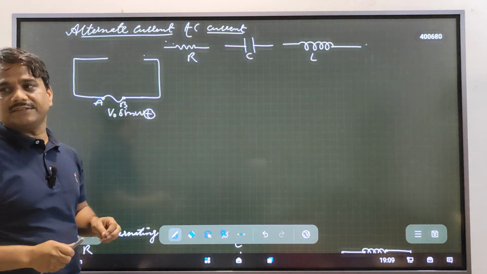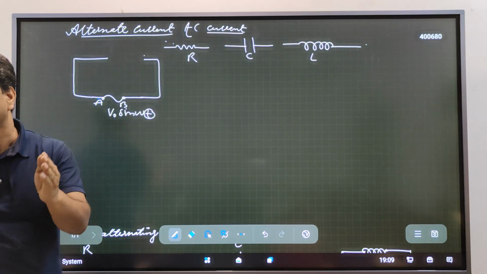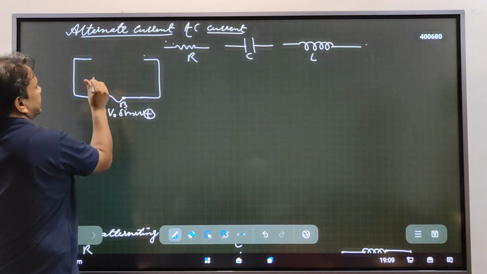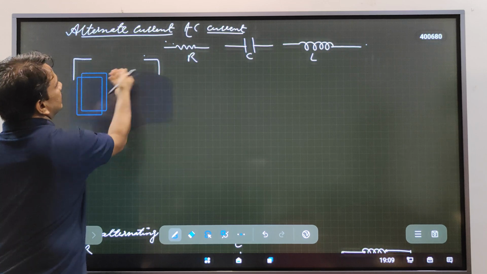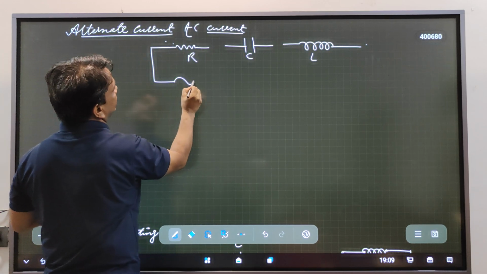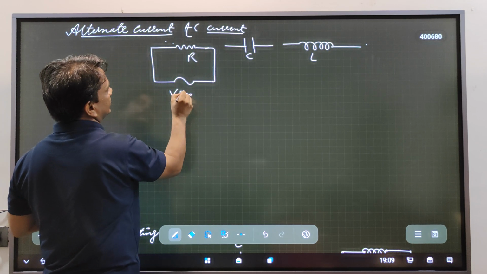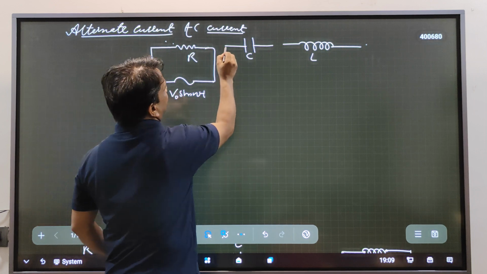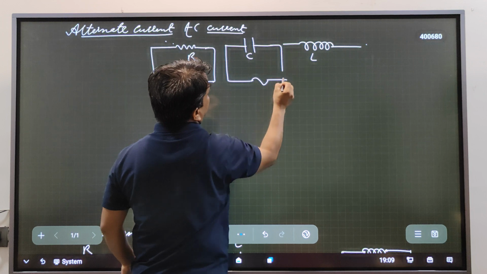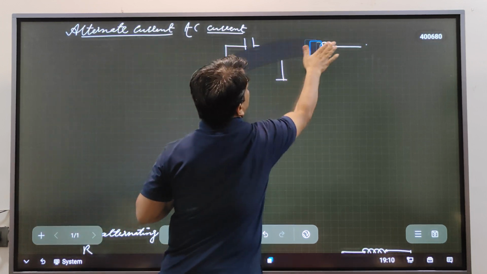Across these three devices, if we apply an alternating potential difference, how will the current flow? First, here is an alternating voltage applied across a resistor. It's V naught sine omega t. Here again, V naught sine omega t. Got it? Here also we have connected these all.